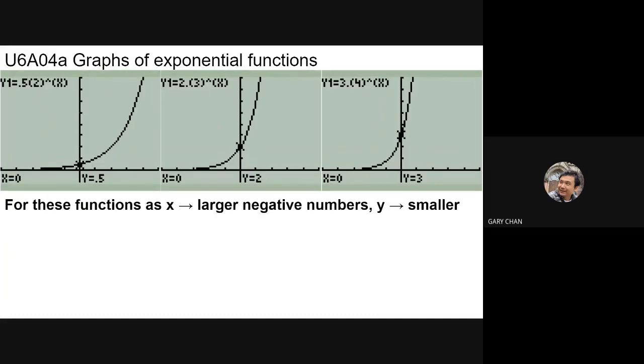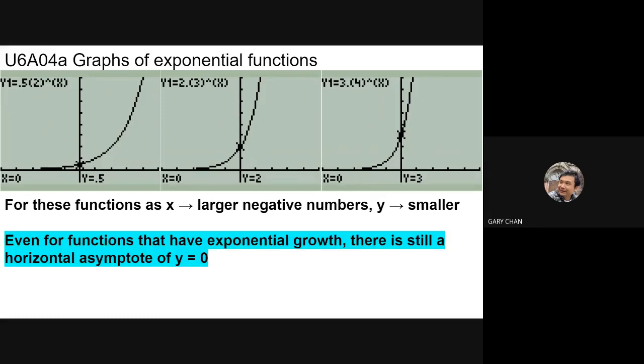Was there a horizontal asymptote when we were dealing with an exponential function that was growing? Absolutely. As x gets larger in a negative direction, the y's are going to get smaller. So there, in fact, was a horizontal asymptote. It's just that it wasn't as obvious to point out when we were talking about exponential growth. But there is a horizontal asymptote for those as well. And again, it's at y equal to 0.